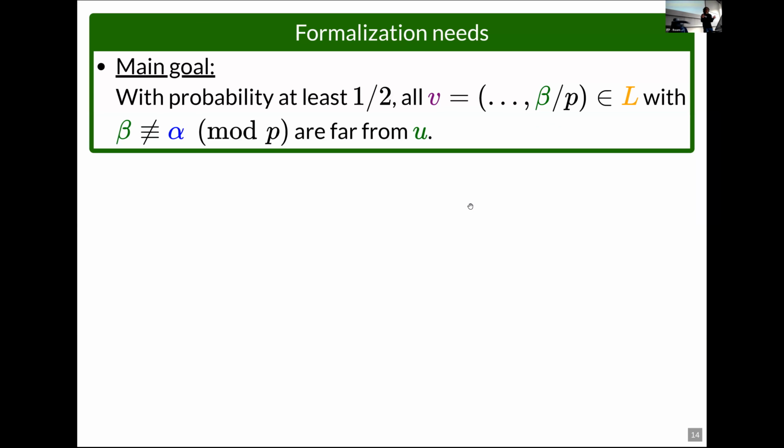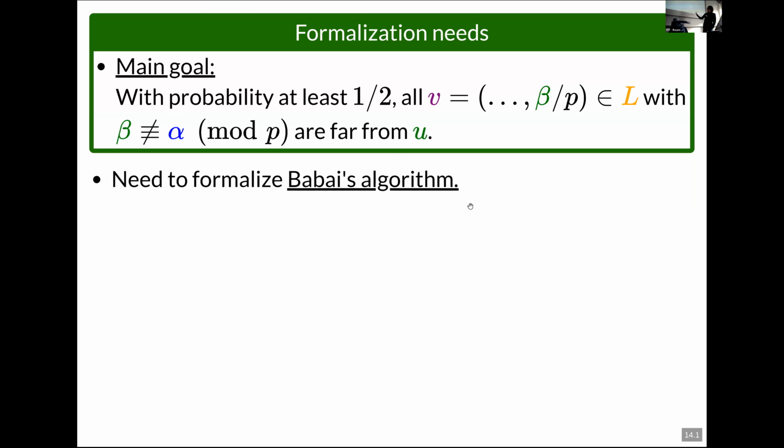OK, so the main goal that we need to formalize, the way this proof proceeds, is to show that with probability at least 1/2, every vector in the lattice for which beta is not congruent to alpha, these are the bad vectors in the lattice, is far from u with high probability. And so therefore, if we find a close vector, then beta will be congruent to alpha.